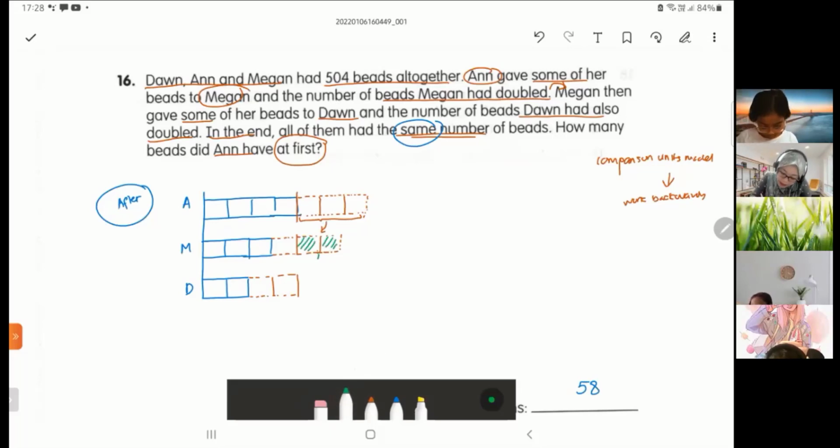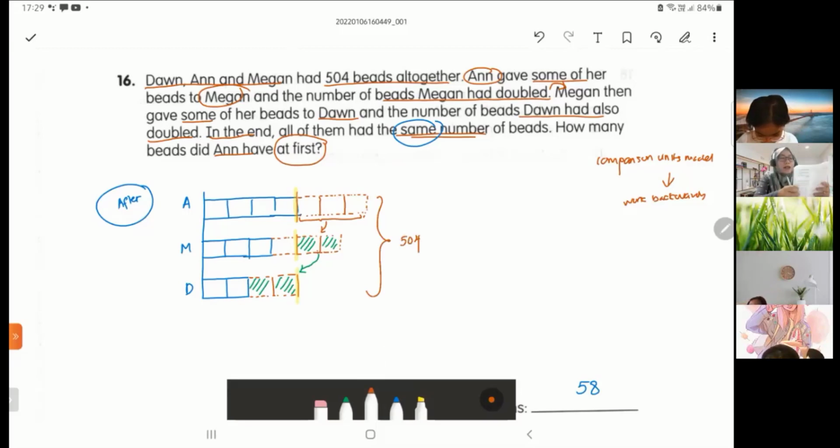Now this is given from Megan to Dawn, and then she also gets double, right? So this is in the end. If you can see this, the in the end is the red color part. I drew it with the yellow highlighter. So this is in the end. Then the before is the extra dotted parts there. So they all have 504.